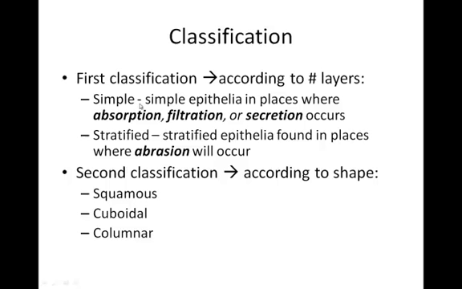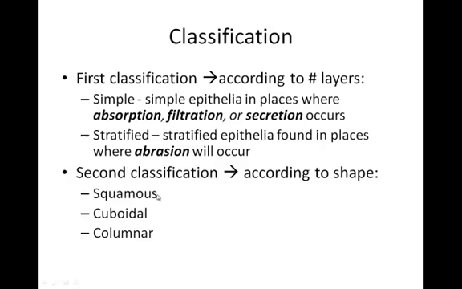The simple epithelia are found in places where we're going to be absorbing substances or secreting substances, or we have filtration that's occurring. And I should have put diffusion here as well, because diffusion also occurs. So if you want to add that into your notes, we have absorption, filtration, diffusion, or secretion occurring in places where we have simple epithelial tissues. In stratified, where we find stratified epithelial tissue, we find those in places where lots of abrasion is going to occur.